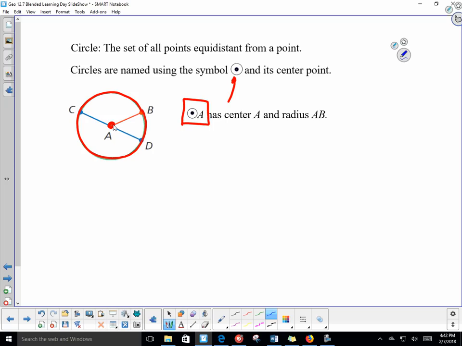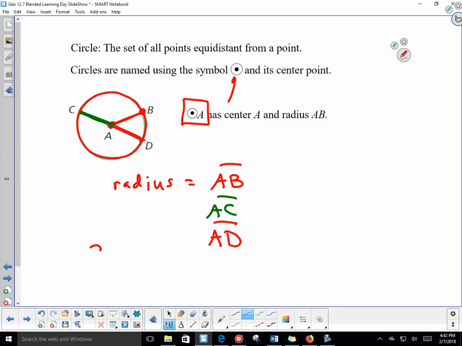Well, we could look at the picture and say the radius is this segment that's going from the center out to a point. So one radius would be segment AB. We could say that segment AC is also a radius, or segment AD is a radius. Those would all be examples of radius. But if you go all the way from C to D, all the way across, then that's not a radius anymore. Segment CD would be a diameter of the circle. All right, so let's move on.